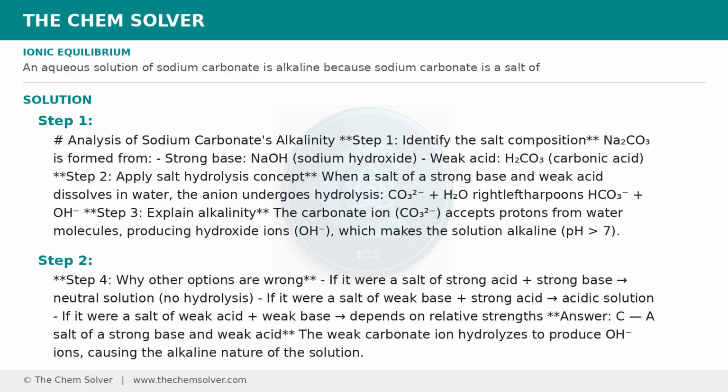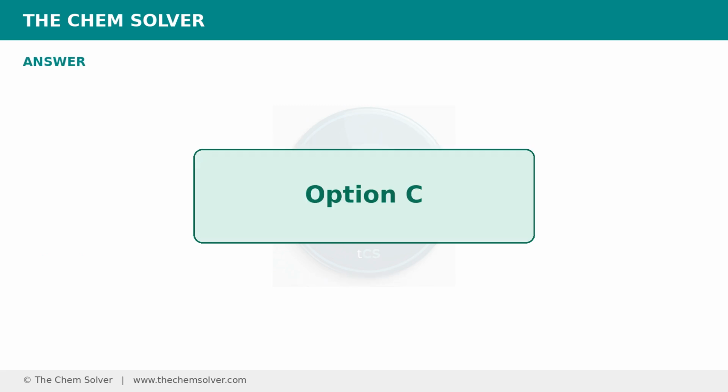Answer: C. A salt of a strong base and weak acid. The weak carbonate ion hydrolyzes to produce OH^- ions, causing the alkaline nature of the solution. The answer is C.